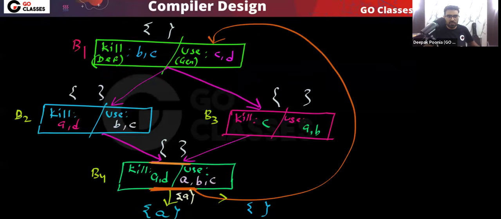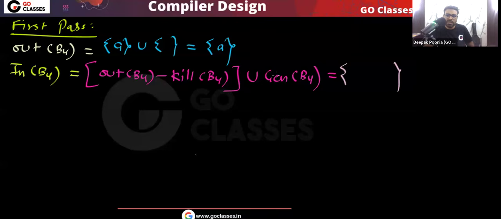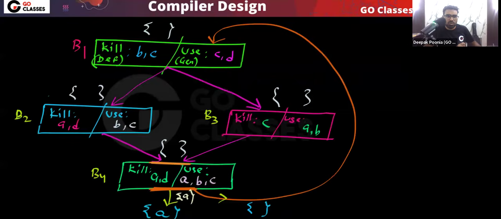You can see from this A, first you kill AD, so A will be killed. Then you generate ABC. So remember, from this A, first you kill AD, so A will be gone. Now you generate ABC, so finally we will get ABC. Yes or no? So I can say that here ABC will be there. Very simple. So we got in of B4.